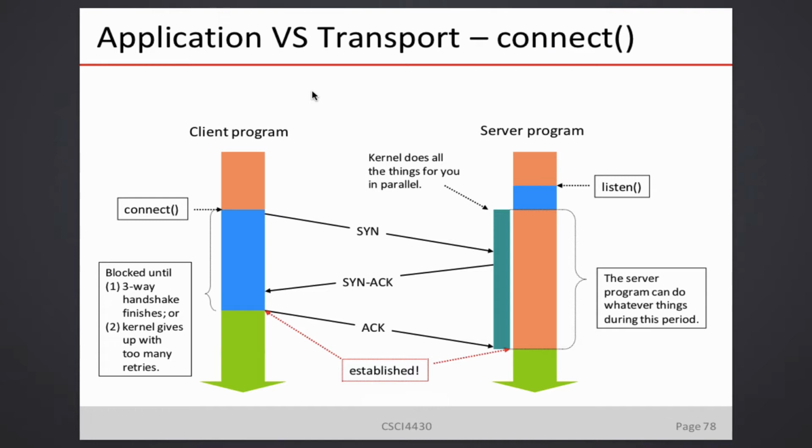The server will enter a funny state. What is the funny state? It knows that I have a contract with you. I signed a contract with you. The contract is, I am ready to serve you. And who signed the contract with you? The kernel. Because the kernel, in the background, is involved in the three-way handshake action.